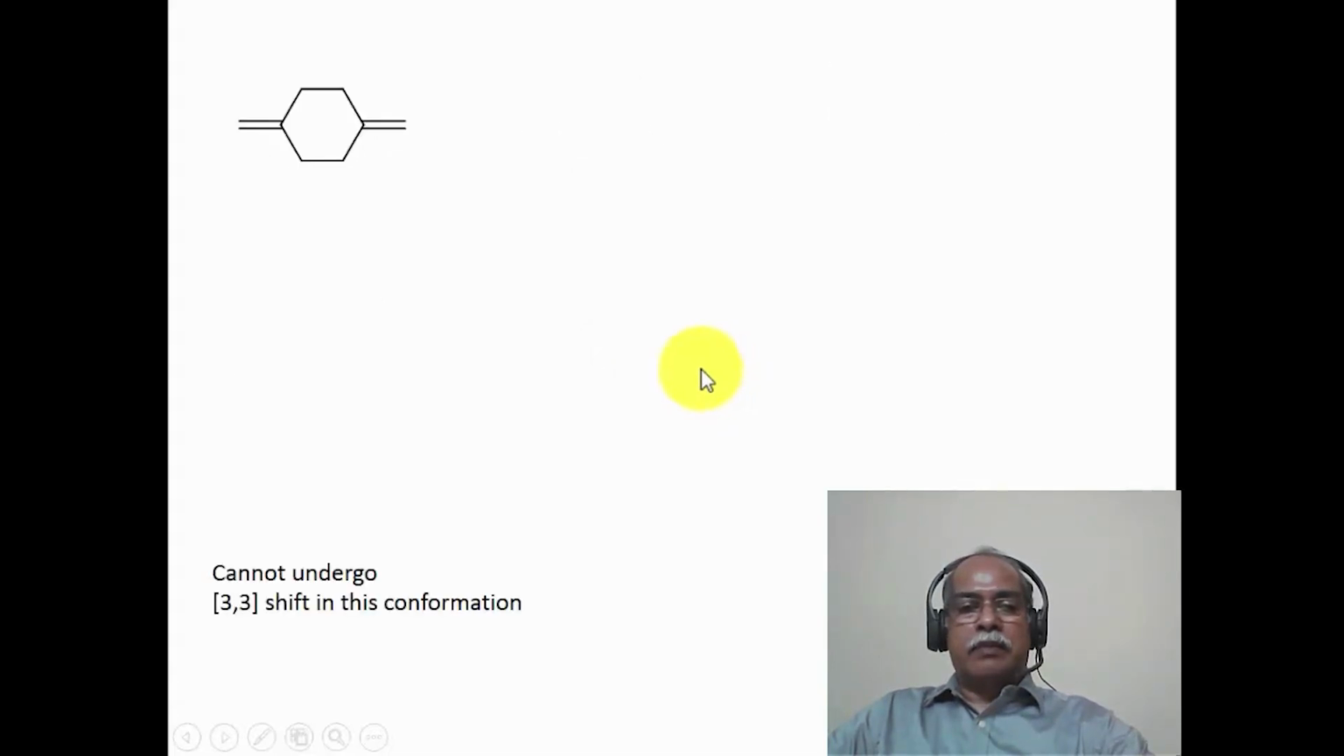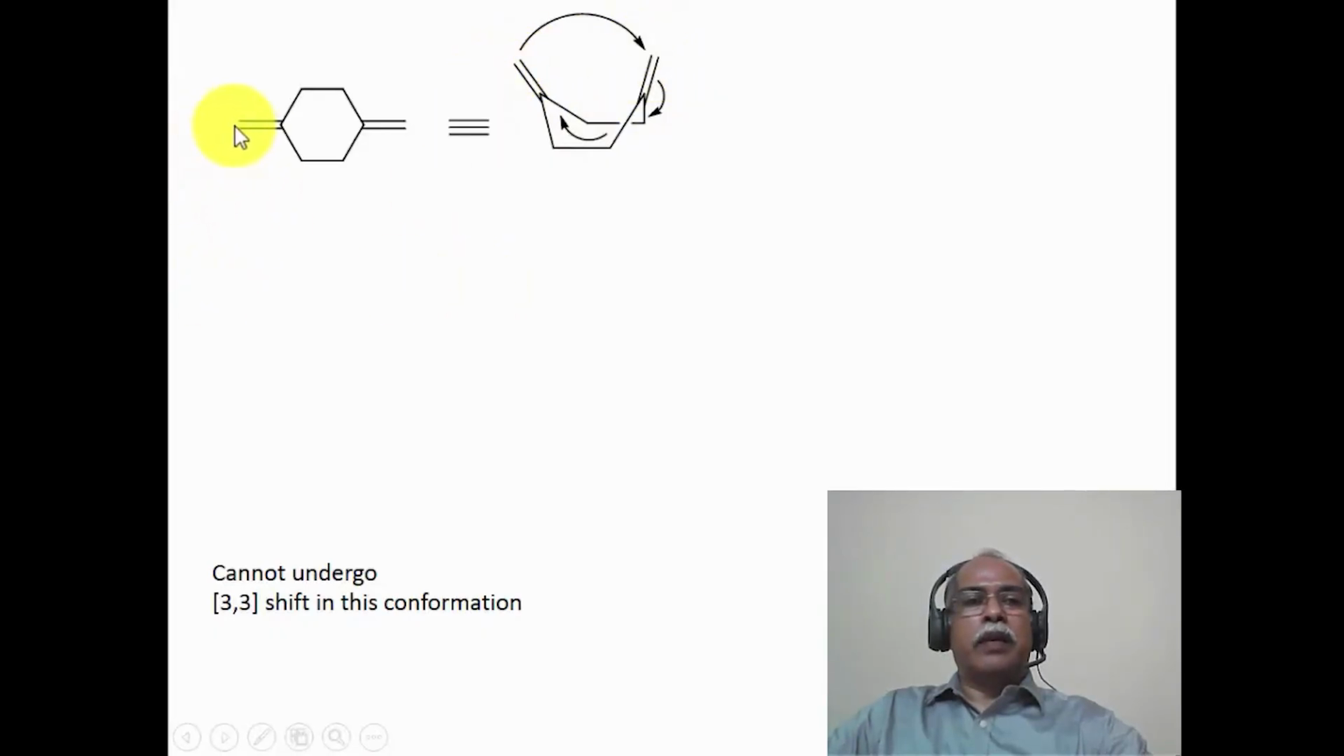Here is another interesting example. This molecule essentially is 1,4-hexamethylene cyclohexane. This should exist in the boat type of conformation in order to bring this carbon number 1 and this carbon number 6 in close proximity to undergo a 3,3 sigmatropic rearrangement. You start numbering from here 3, 2, 1, 1, 2, 3, or you can say 3, 2, 1, 1, 2, 3. So this is actually the hexa-1,5-diene system.